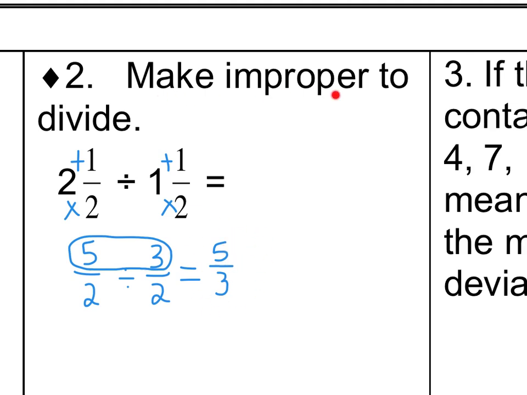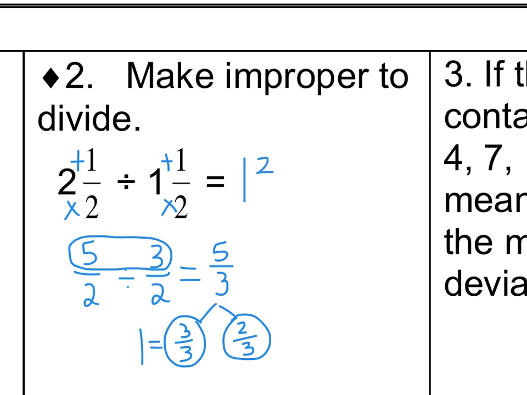We can make them improper to divide, especially when we have a denominator that's the same. But let's go ahead and make our answers back to mixed numbers, simplified into the correct version. So how many 3/3 can come out of 5/3? Well, there's 1, and that leaves me 2/3. All right, remember 3/3 equals 1 whole. So I'm going to have 1 and 2/3 as my final answer.